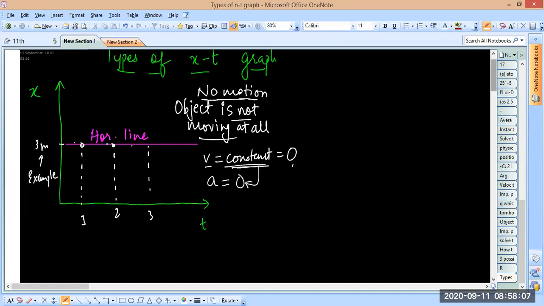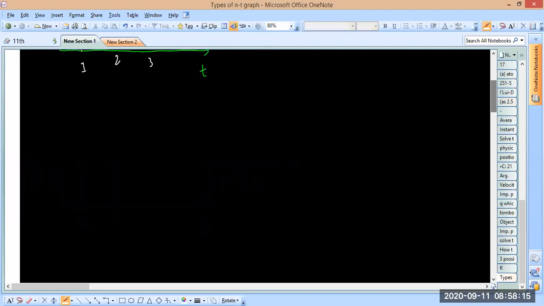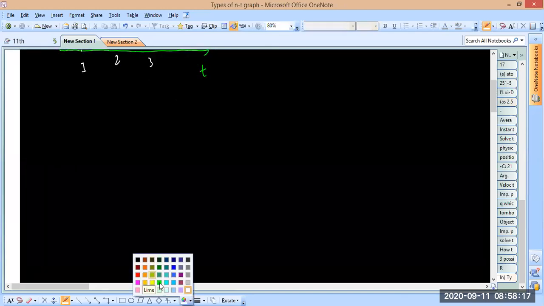And you can also see that this graph is not curved. So that's why acceleration is 0. So this is the first graph. Let's talk about the second. We will not be able to finish all, so we will just finish whatever we can, maybe 2 or 3.